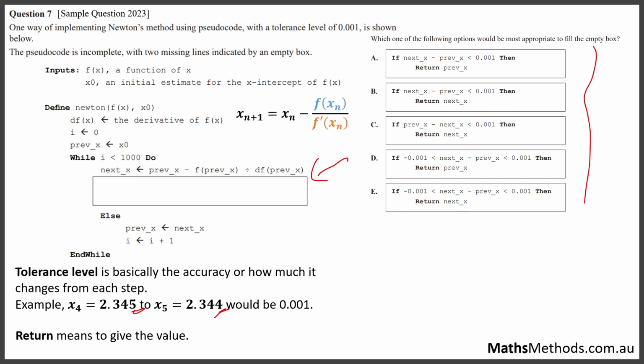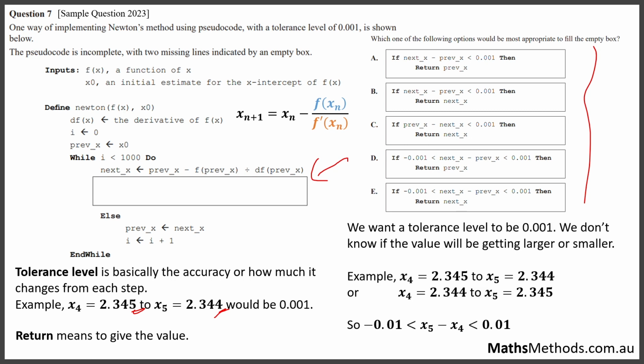So if we look at these different things up here, if next minus previous x is smaller than 0.001, then return previous x. We want to know a tolerance level to be 0.001. We don't know if the value will be getting larger or smaller. So for example, x4 equaling this to x5, that would be a tolerance level of 1. But if it was x4 here to here, that would also be a tolerance level of 1. So we want to know basically x5 minus x4 is either going to be 0.01 or negative 0.01. So somewhere between those two things.